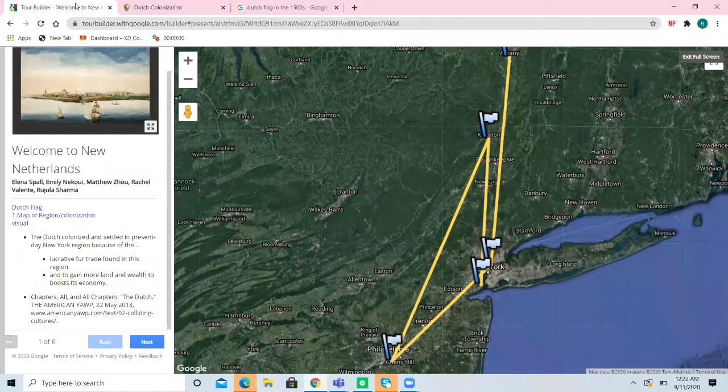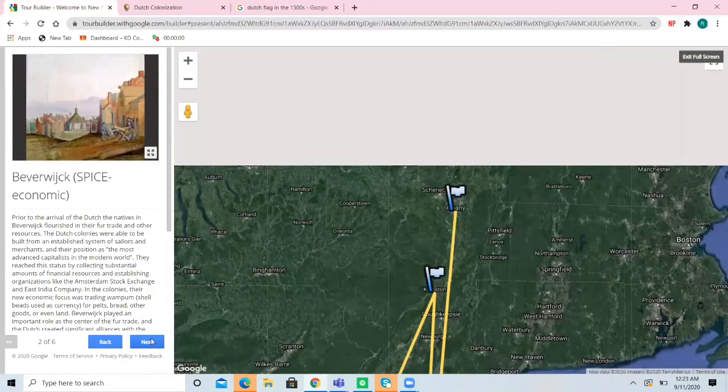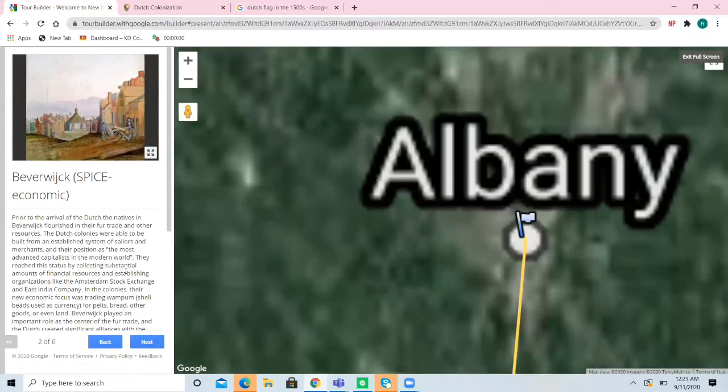Okay, so you may wonder why the Dutch colonized in present-day New York. Well, it was mainly because of the lucrative fur trade, which is found in this region. And also, one of the most common motives was to get land and wealth so it can boost its economy. So let's go ahead and get started on the locations.